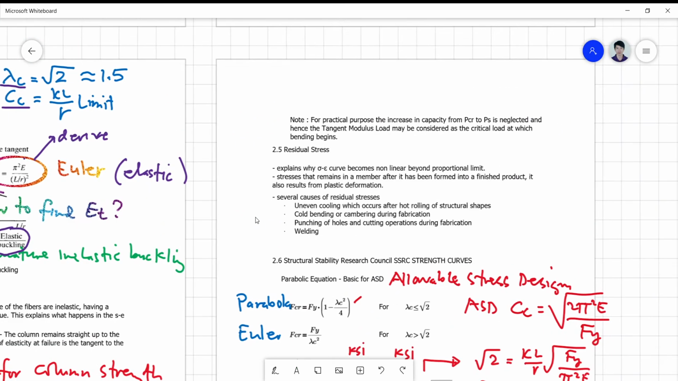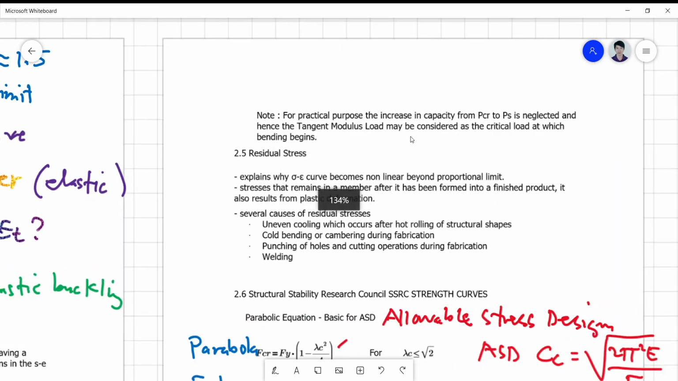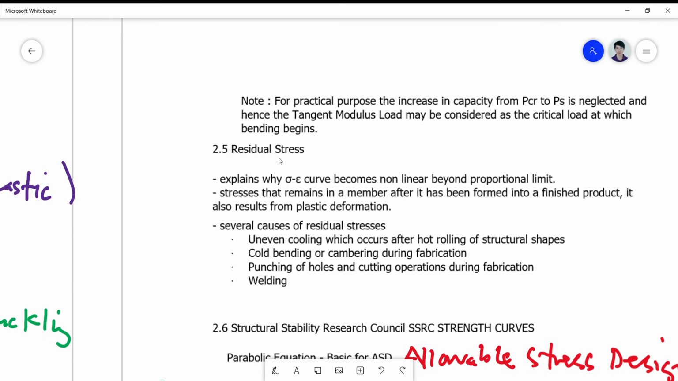So take note that for practical purposes, the increase in the capacity of P_cr to P_S is neglected, and hence the tangent modulus is the one that prevails. And this P_S, or the Shanley load, is now reduced to a P_cr load of Engesser in this context, which will give you some modifications later on in the AISC because of the effect of residual stresses.